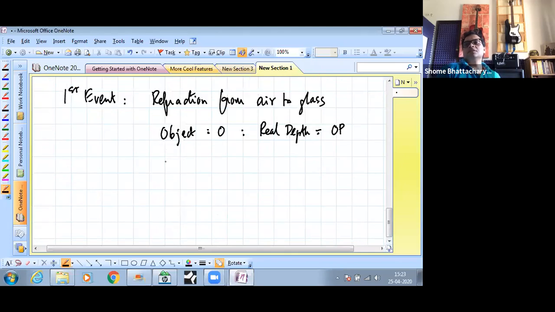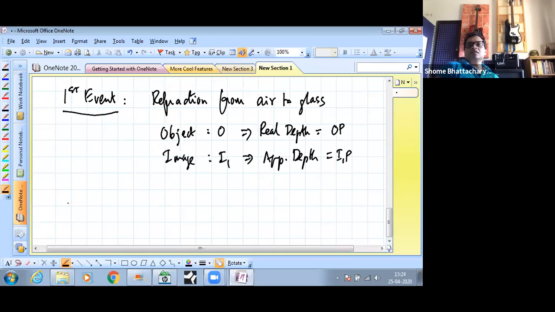Now the image, if you follow our ray diagram, is what we have labeled as I1. So that means that our apparent depth is equal to I1P, and you will use that real depth apparent depth formula. Okay. So you use that formula and you will get the position of I1.